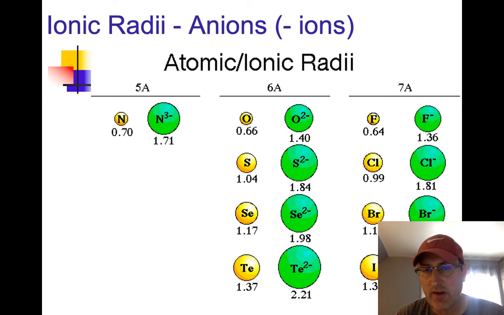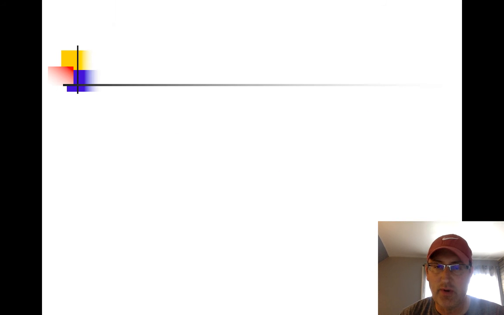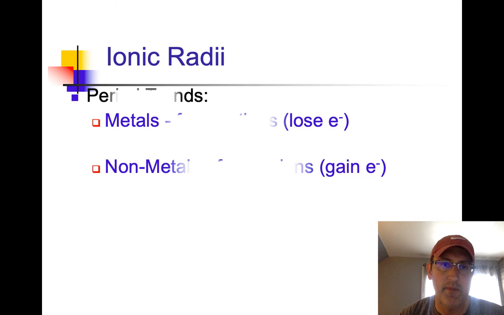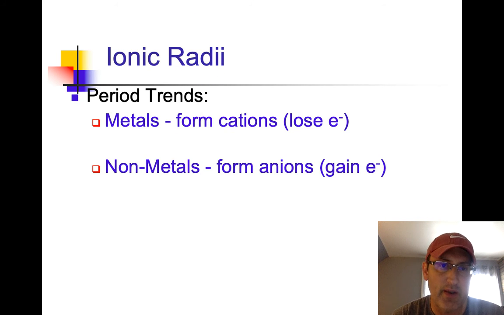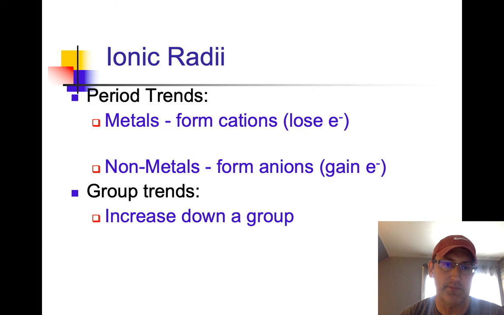So really going across the period, the trends aren't like they are with the other 3 we've talked about. Basically, what you need to know is that metals usually form cations. They usually lose electrons. And the nonmetals tend to form anions, okay? So remember your zigzag line, which runs through your p block, that separates your metals from your nonmetals.